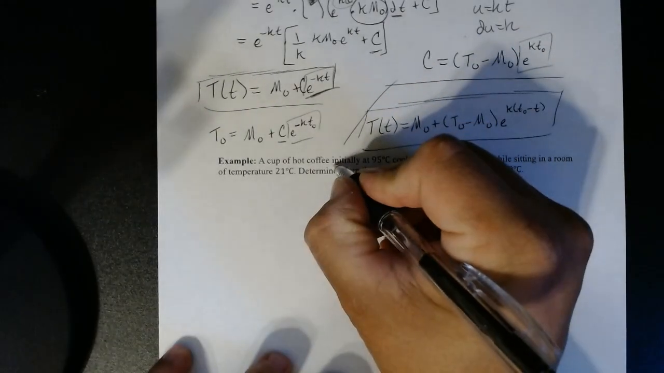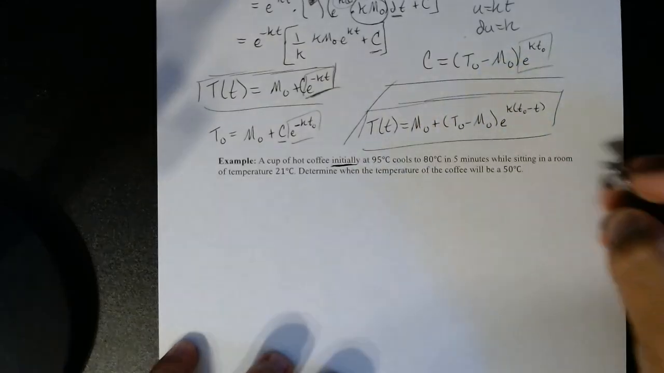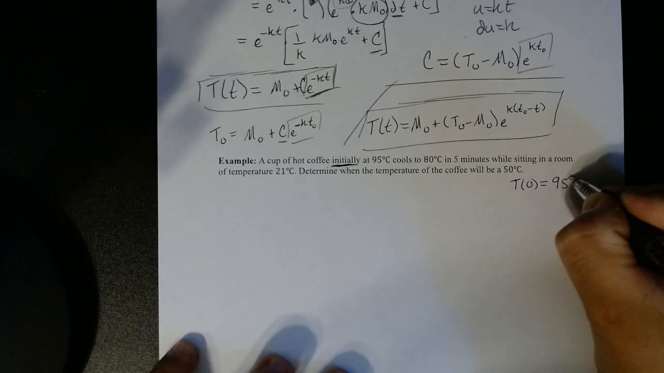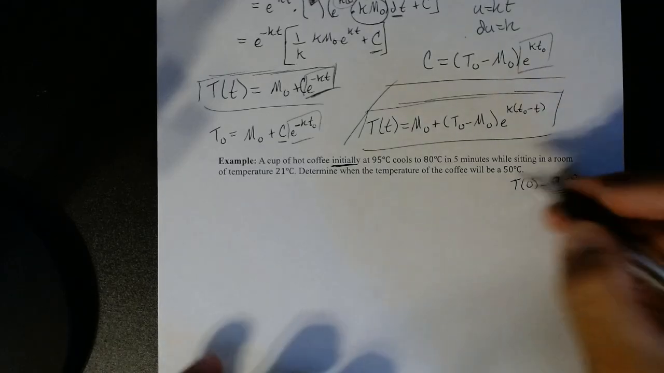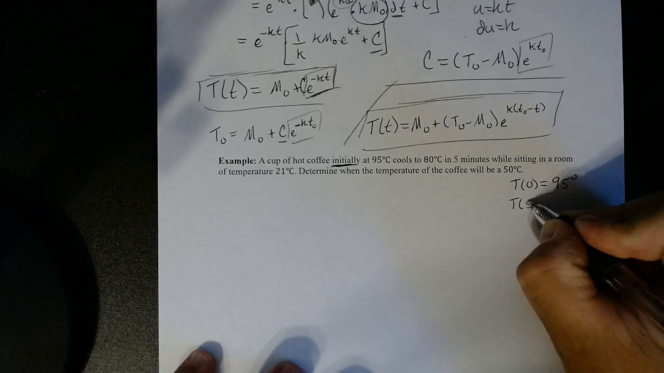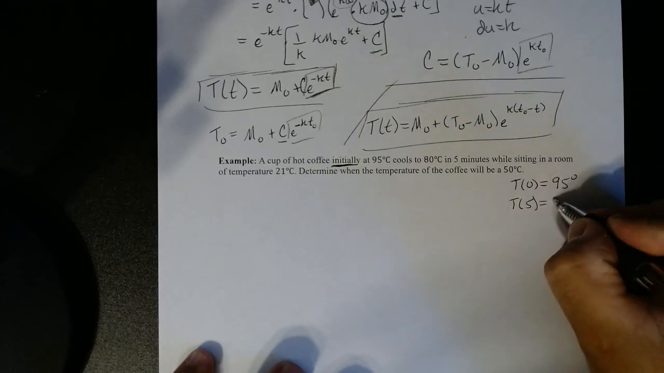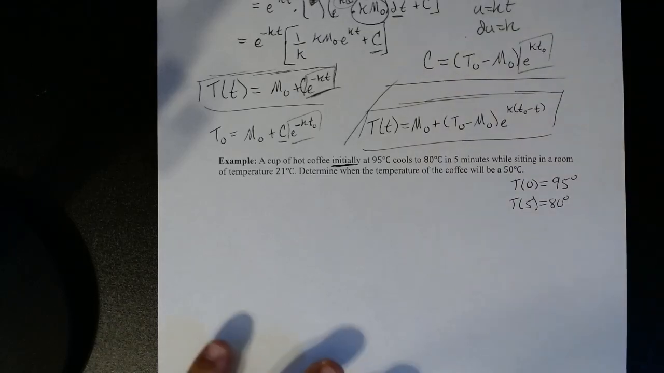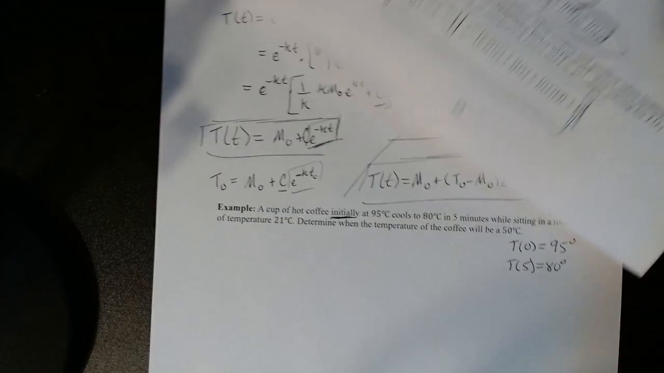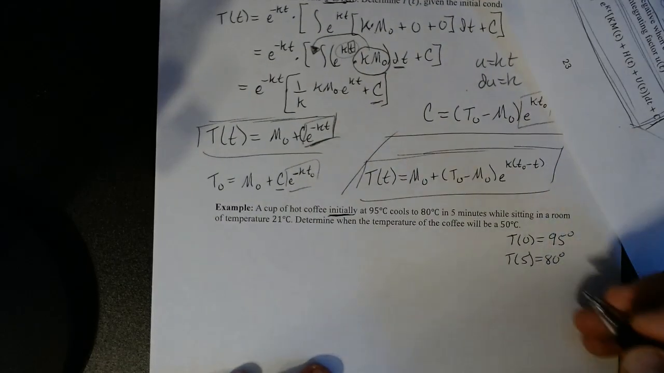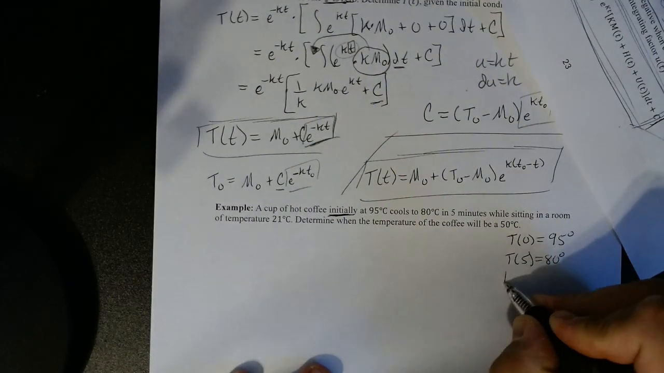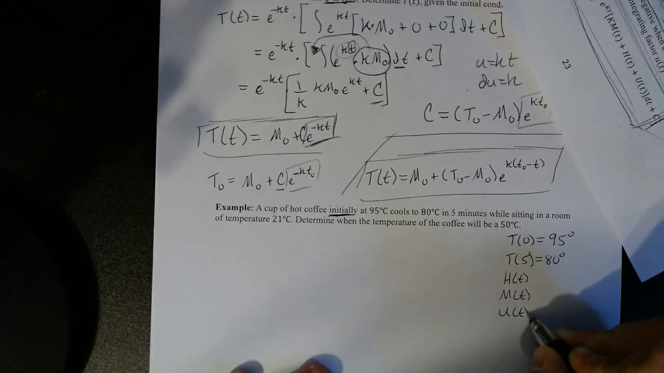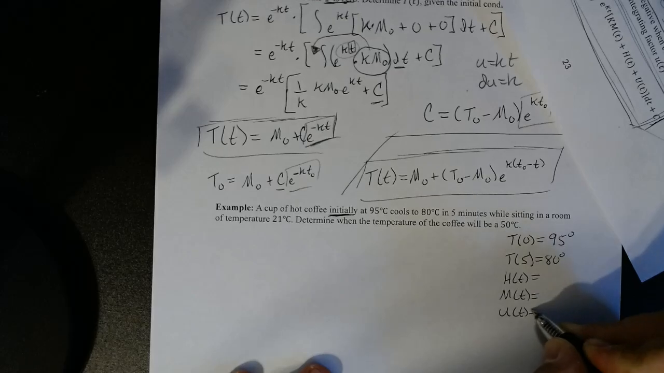Okay, so we have this initial part. So we have at time 0, the temperature is 95 degrees. We're also told at 5 minutes, the temperature is 80 degrees. So we have a temperature change. Okay, so now we go back to our definitions of each individual case. So let's write a couple things down. We have H of t, M of t, U of t. Those are the other three we need, respectively.